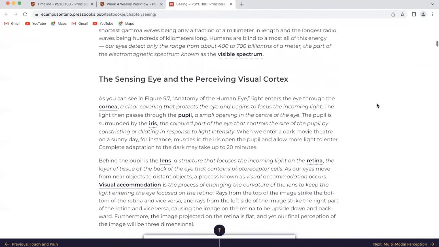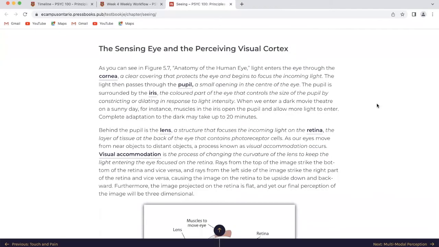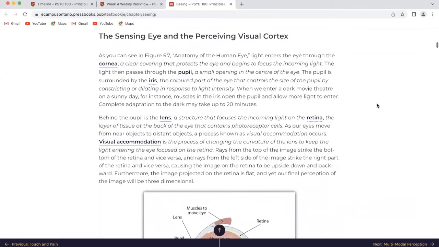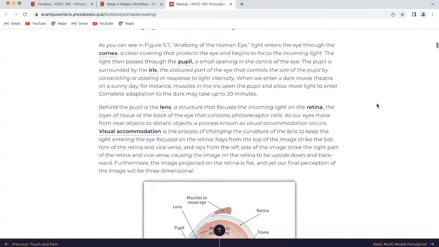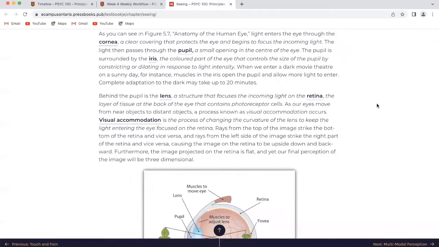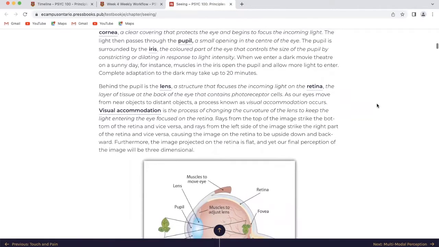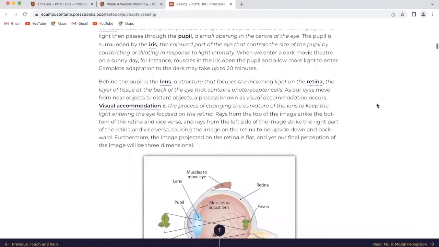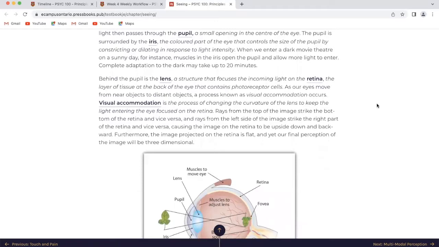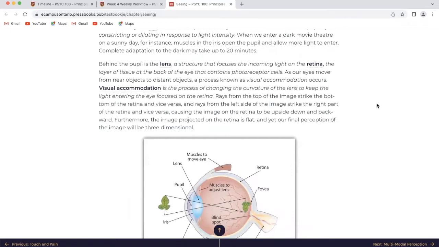The sensing eye and the perceiving visual cortex. We have a figure here, and it shows the anatomy of the human eye. You can see light enters the eye through the cornea, a clear covering that protects the eye and begins to focus the incoming light. The light then passes through the pupil, a small opening in the center of the eye. The pupil is surrounded by the iris, the colored part of the eye that controls the size of the pupil by constricting or dilating in response to light intensity.